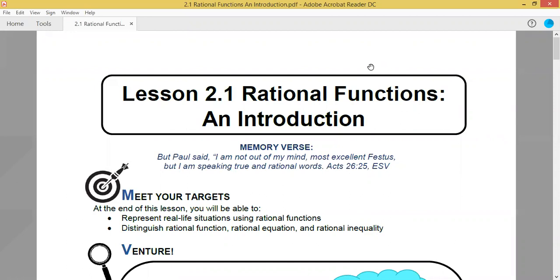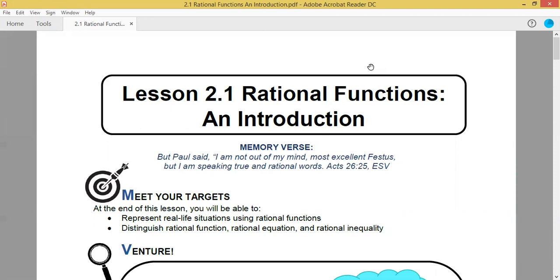To begin with, let us recite our memory verse found in Acts 26, verse 25. It says, "But Paul said, I am not out of my mind, most excellent Festus, but I am speaking true and rational words." Today, we'll have two learning competencies for our meet-your targets.